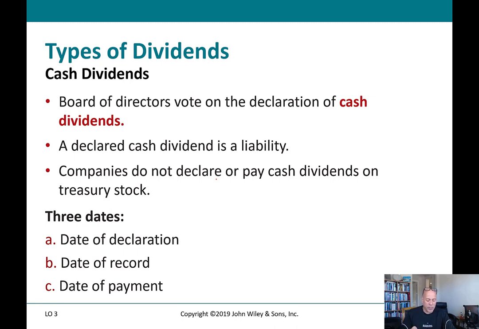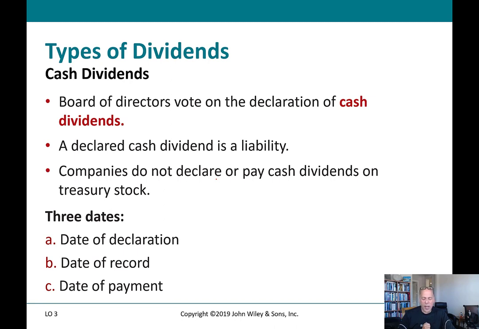So say we have a declaration date of, I don't know, December 25th, and the dividend's not going to be paid until January 31st of the next year, but we have a date of record of January 15th. What happens? On December 31st, we make the journal entry: debit retained earnings, credit dividend payable, right? On January 15th, if I hold that stock, the dividend is going to be paid to me on January 31st, regardless of who holds the stock on January 31st. So let's say I sell you that stock on January 17th. Guess what? That dividend's going to be paid to me on January 31st.